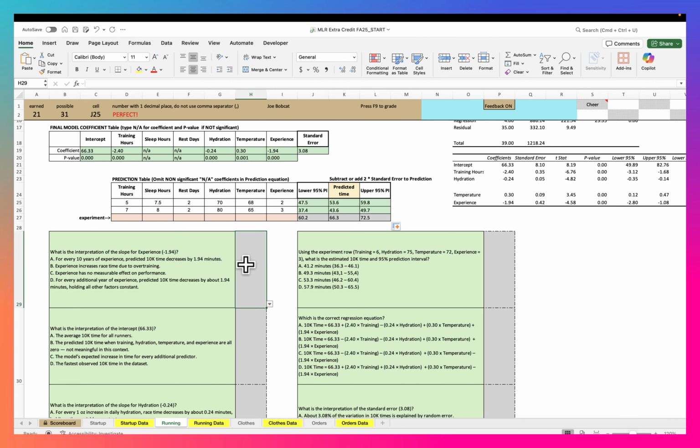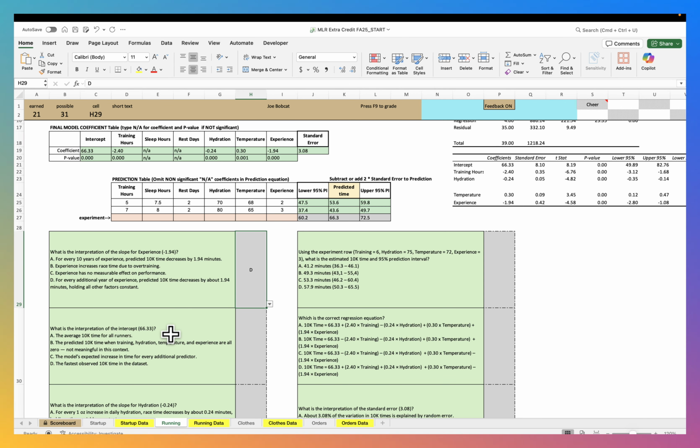Negative 1.94. And that's going to be for each additional year of experience, predicted 10K time decreases, because it's negative, by 1.94 minutes. So that's good, right? You want your time to come down.